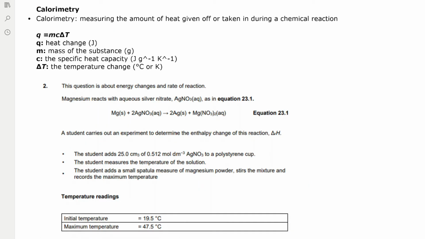Calorimetry is defined as measuring the amount of heat given off or taken in during a chemical reaction. And we use this formula, Q equals mc delta T, to find the heat change in a reaction, which we can then go on to use to find the enthalpy change. And Q represents the heat change, which is measured in joules. M represents the mass of the substance in grams. C is the specific heat capacity, which is given on the datasheet and is 4.18. And delta T is the temperature change, which we can measure in either degrees Celsius or Kelvin.